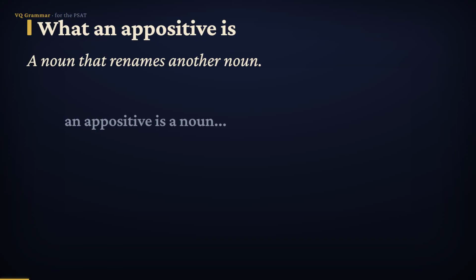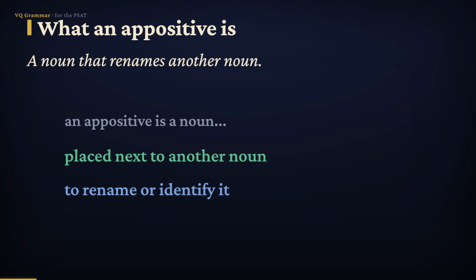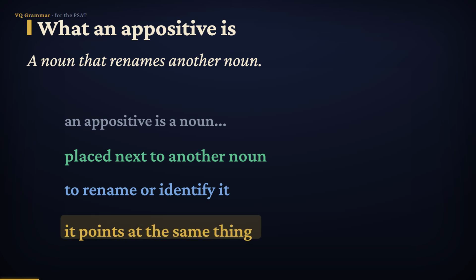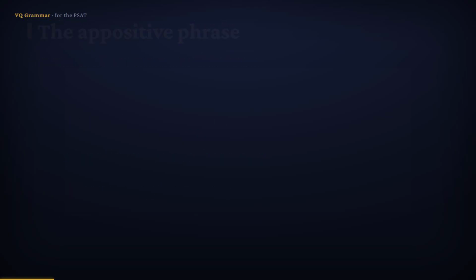An appositive is a noun placed right next to another noun, and its job is to rename or identify that noun. The two words point at the very same thing. If I say, my friend the doctor, the word doctor renames my friend. Same person, named two ways.